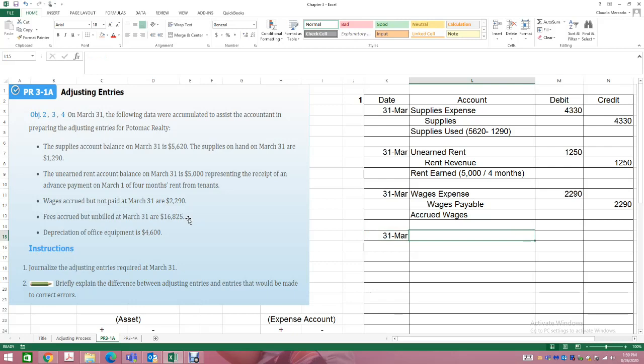So this is happening on March the 31st. I need to set up an accounts receivable. Why do I need to set up an accounts receivable? Because these customers haven't paid me. So I need to set up a receivable, that way I can keep track of who owes me money. So I can call them up and say, hey, you owe me money, you need to pay me. An accounts receivable is an asset account. The normal balance of an asset account is a debit, and that is for $16,825.